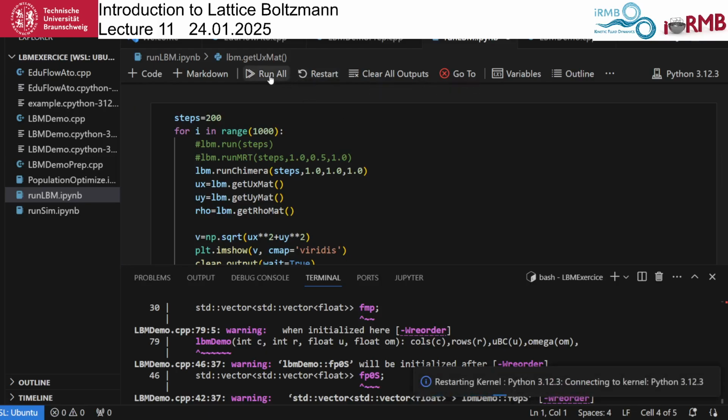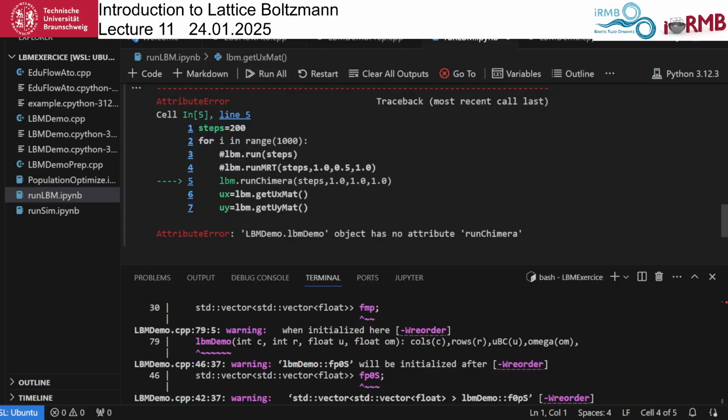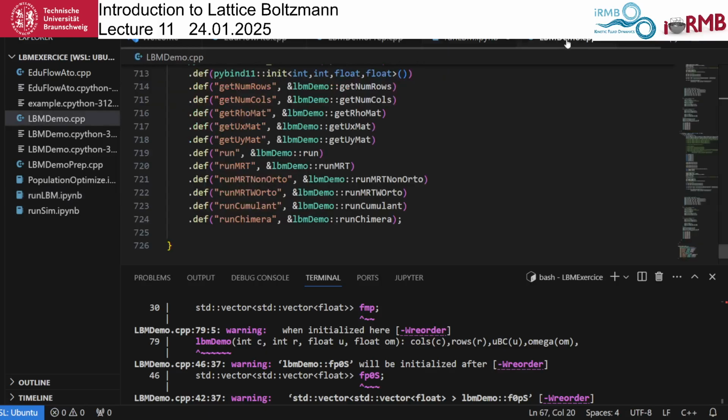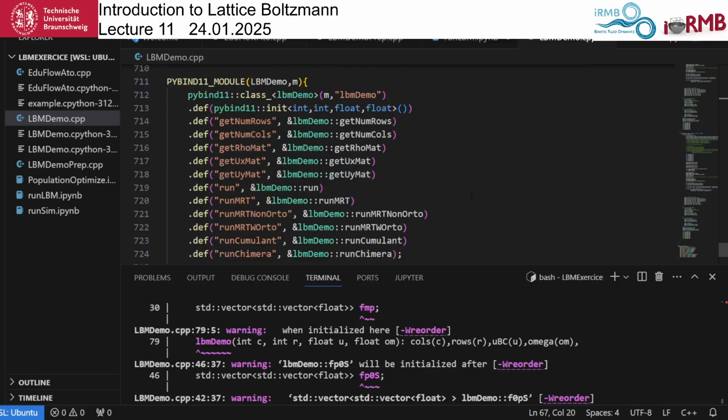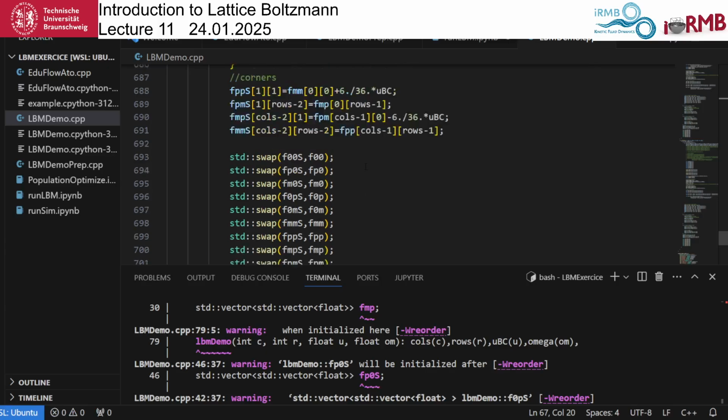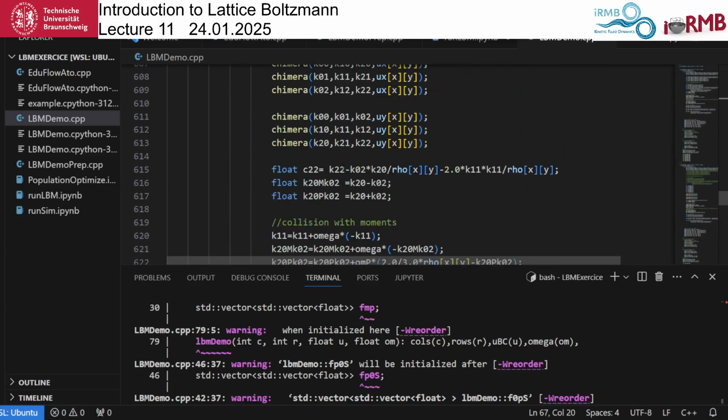Restart, and run. Has no attribute run Chimera. That now becomes unexplainable to me. Could you please try to close the function, both functions, cumulant and Chimera?